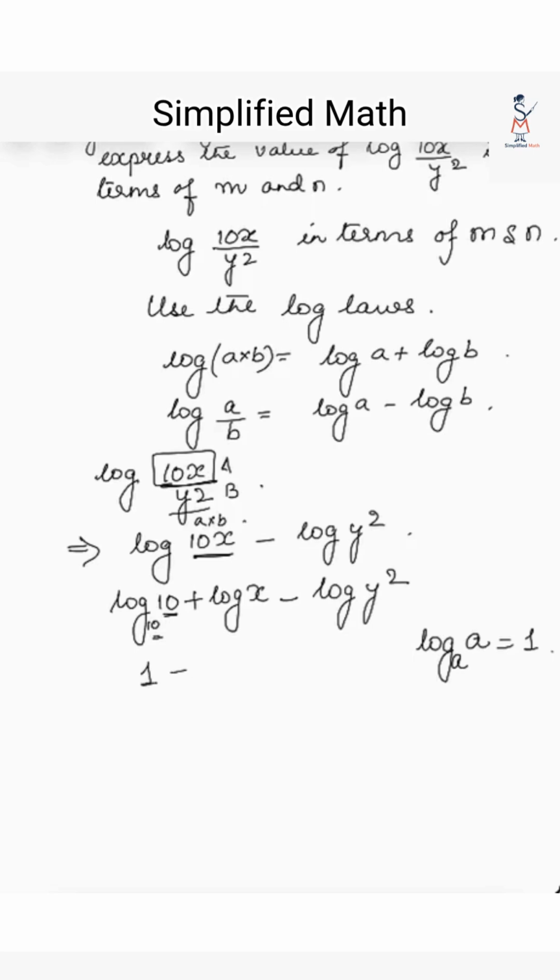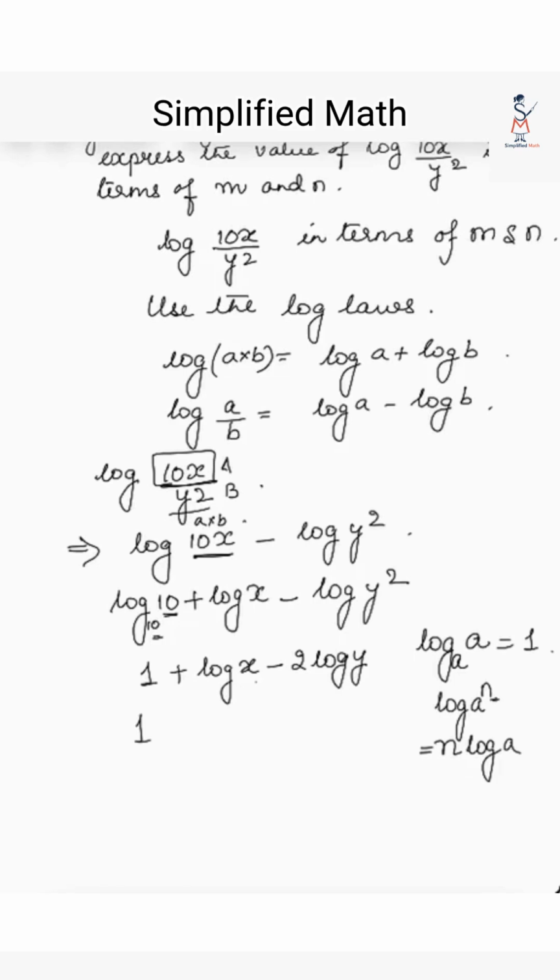So the value is 1 plus log x minus now log y square, log a raised to the power n. That means log of the number raised to any power, the power comes in front of the log. So this will be written as n log a. So 2 will be written in front of log y. So log y square can be written as 2 log y. Fine. Now 1 we will let it be.